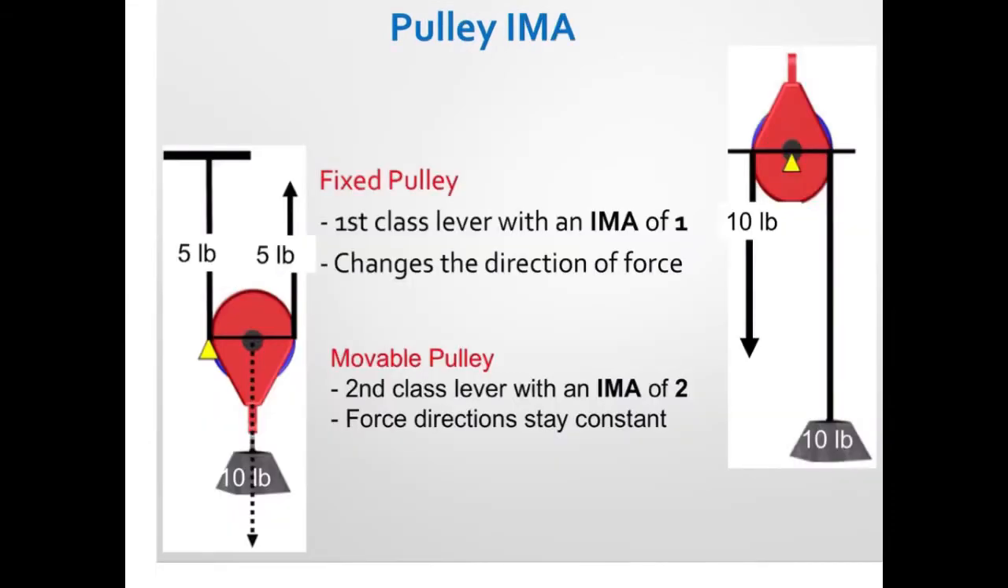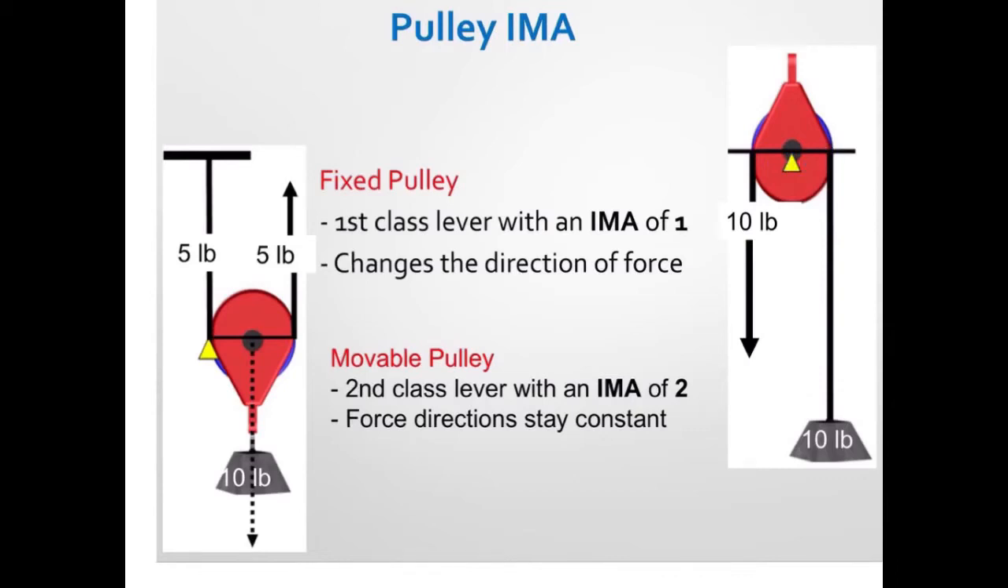There are three different kinds of pulleys. The first two we're going to look at are the fixed pulley and the movable pulley. A fixed pulley is attached at the top and has a mechanical advantage of 1. A fixed pulley is like a first-class lever. The fulcrum right here is where the axle would be. Then on each side of the pulley would be your effort and your resistance. And you can tell that they would have the same distance from the fulcrum.